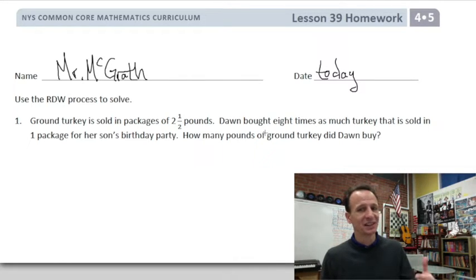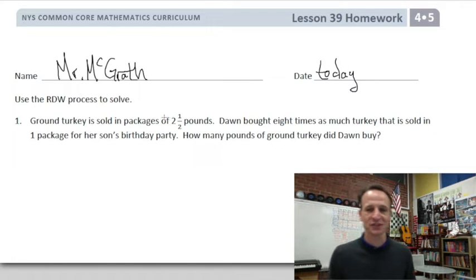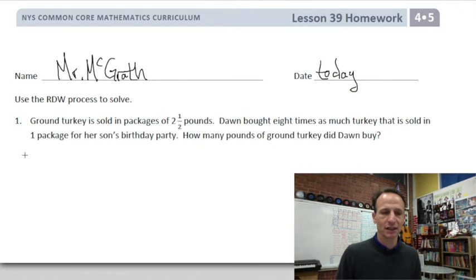So one package we see is 2 1/2 pounds. She bought 8 times that amount. Okay. For her son's birthday party. Man, her son got some turkey-loving friends. How many pounds of ground turkey did Dawn buy? I say it again, bless her heart. All right, so 8 times as much turkey. Well, look, we can make this pretty simple.